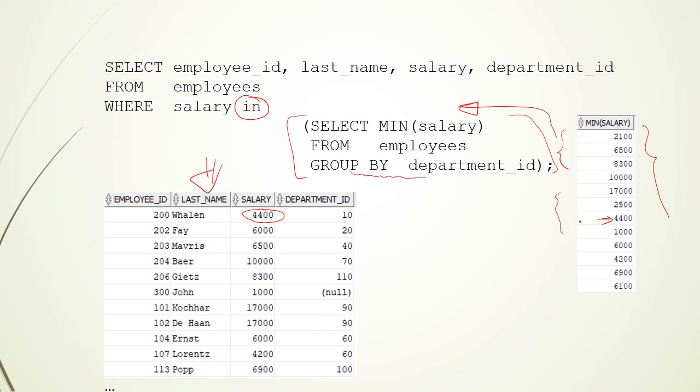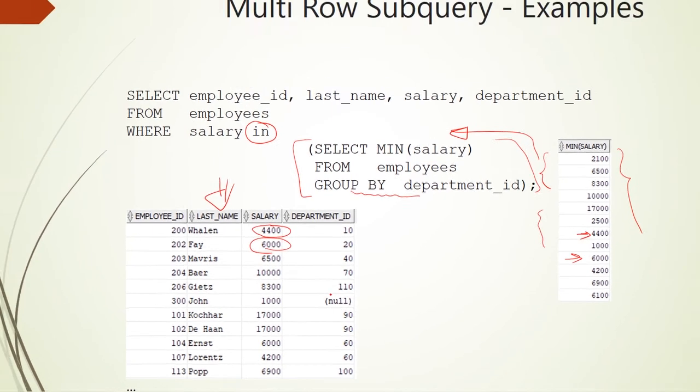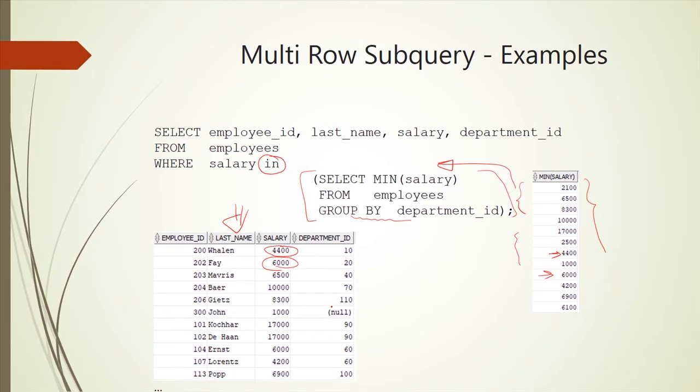Here is 4,400. 6,000 here for this employee. It returns because 6,000 is in the list of the values returned by the subquery. This is 6,000 and so on. So IN means as long as the salary of the employee is one of the values returned by the subquery, the record will be returned as a final output of the select statement.